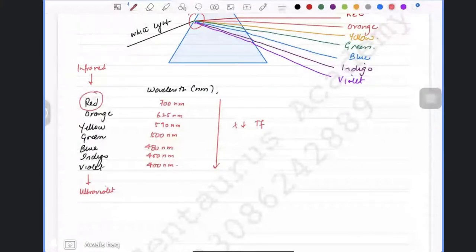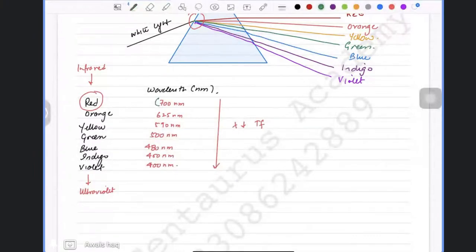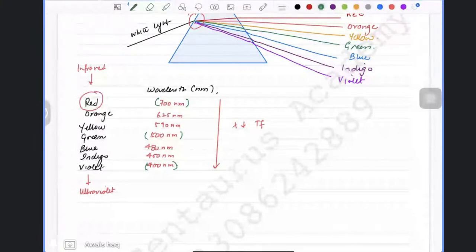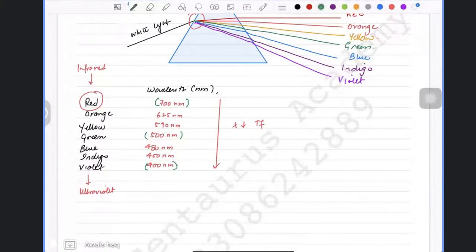Remember this. The idea of how you can basically remember is, I would just say, remember this value and this value, and then you can obviously guess. The biggest one is 700, the smallest one is 400, and the center one is 500. If I say orange, obviously you can make a value which is closer to red. If I say yellow, you can make a value which is closer to green. And so on, you can guess easily within the paper. Any questions, please let me know. Now, moving on. You guys can write this down and then we'll move on.